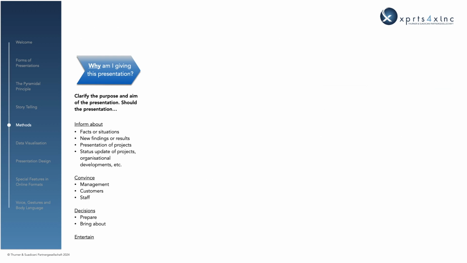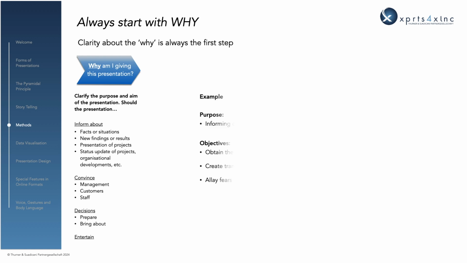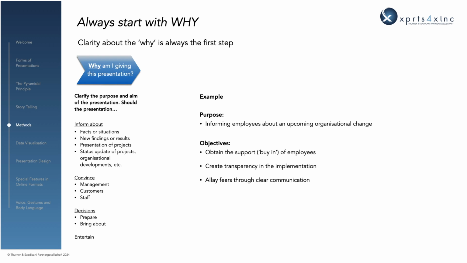Now let's go through all 5 steps in detail. Always start with why. Why am I giving this presentation? Clarity about the why is always the first step. Here is an example. Purpose: informing employees about an upcoming organizational change. Objectives: obtain the support, buy-in, of employees. Create transparency in the implementation. Allay fears through clear communication.